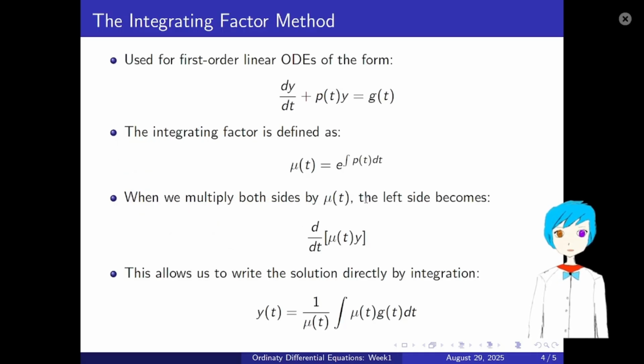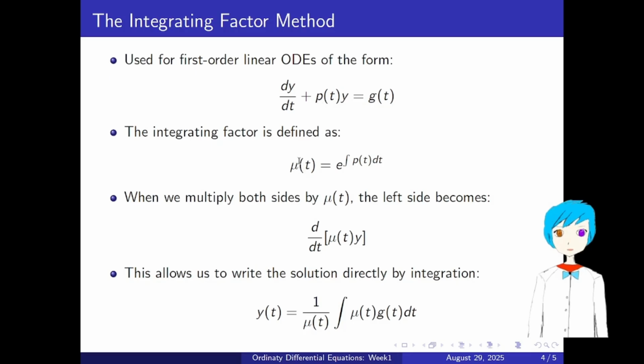So first, we study the first order linear ODEs. We can see that the general form for those first order linear ODEs looks like this. It is linear in y, but in t, the two functions p and g can be anything. So how to solve this?